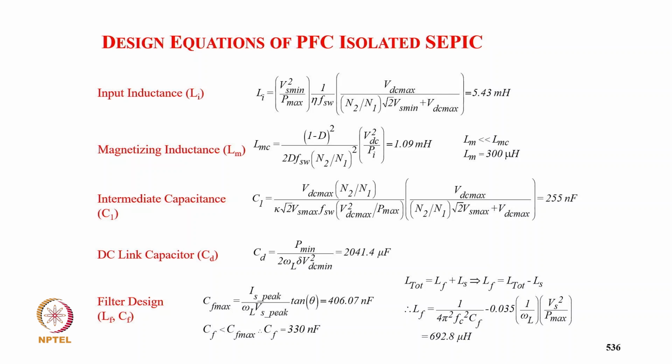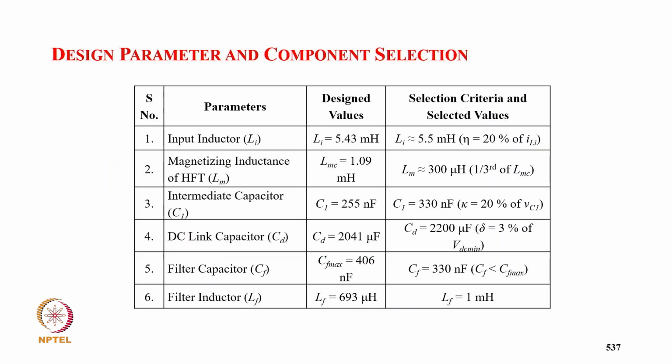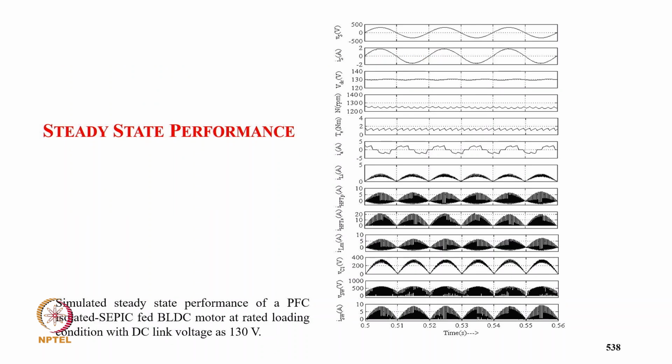The input inductor comes in CCM at 5.43, and the magnetizing inductance comes to 300 microhenry, remaining parameters the same, and we select this magnetizing inductance of 300 microhenry for DCM. And these are the simulated waveforms with supply voltage, supply current. Supply current remains in phase with the supply voltage, then the DC link voltage, then the speed, torque, and winding current of the motor, then the input inductor, then the primary and secondary currents, and the magnetizing current remains discontinuous, the capacitor voltage continuous, and switch voltage, switch current.